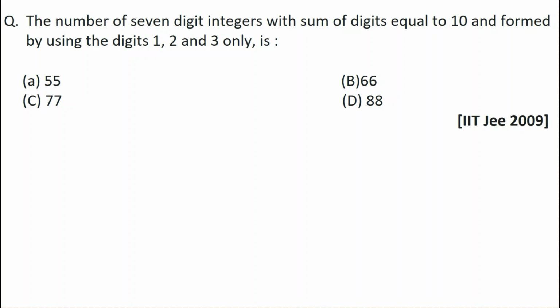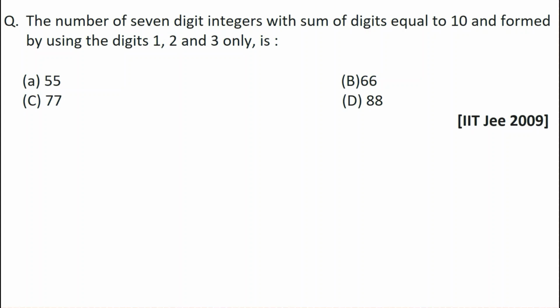Hello students, here we have a question from IIT JEE 2009 which says the number of 7-digit integers with sum of digits equal to 10 and formed by using digits 1, 2 and 3 only is. Now the first thing that we should notice here is that the question says that we can use digits 1, 2 and 3 only. That means we cannot use any other digits except these.